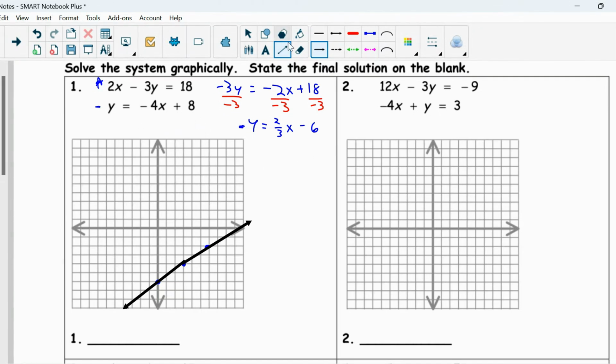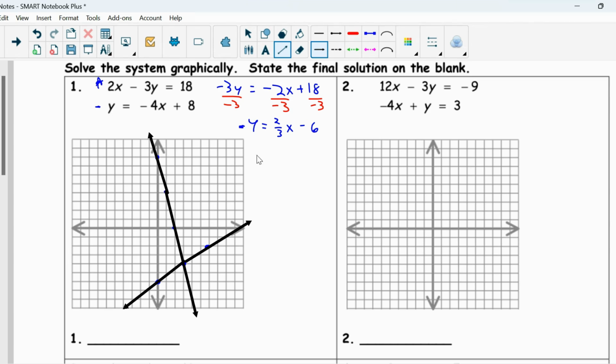Let's go ahead and graph our second equation here. We have our y-intercept of 8, 1, 2, 3, 4, 5, 6, 7, 8, and a slope of negative 4. 1, 2, 3, 4 over 1, and so on and so forth. So let's go ahead and graph our line. Kind of missed here, but we get the point.